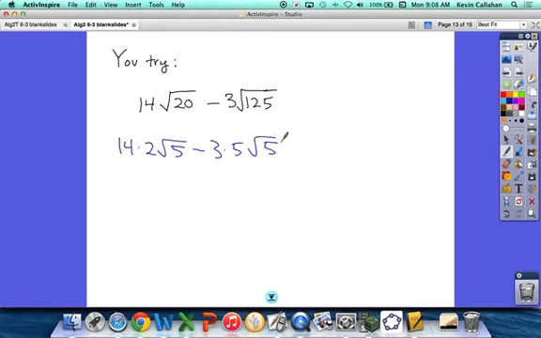Right? So now, there were already some numbers in front of the radicals, so you need to simplify that part. That's 28 times the square root of 5 minus 15 times the square root of 5, which is how many square roots of 5? Sorry, I wrote the wrong thing. Square roots of 5 minus 15 square roots of 5. How many square roots of 5? 13.